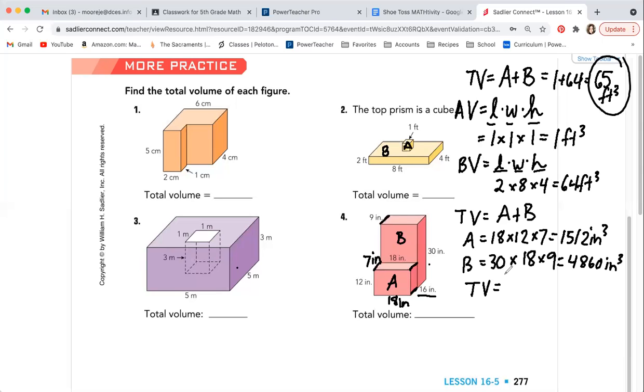So Esther, when you combine those volumes, what did you get all together? 4,860 plus 1,512 is 6,372. Okay, inches cubed. Sorry if we didn't make that clear, Michael. You're probably wondering how in the world they're calculating so fast. All right, good job.